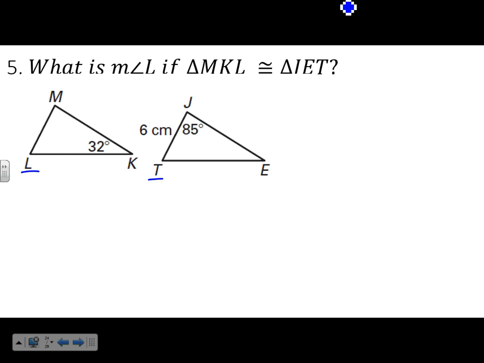So J is congruent to M. They're in the same spot. So that means that is 85 degrees. So now I can solve for L by saying 85 plus 32 plus L is equal to 180.